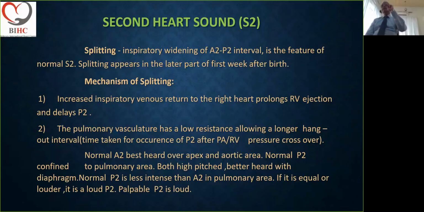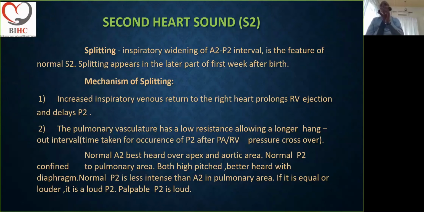we showed that the A2 corresponds with the pressure crossover between the LV and the aorta. When the LV pressure has dropped below the aortic diastolic pressure, the A2 is occurring. It is not so in the right side. The pressure crossover of course occurs, but the P2 doesn't instantly follow. The P2 follows after a certain interval.